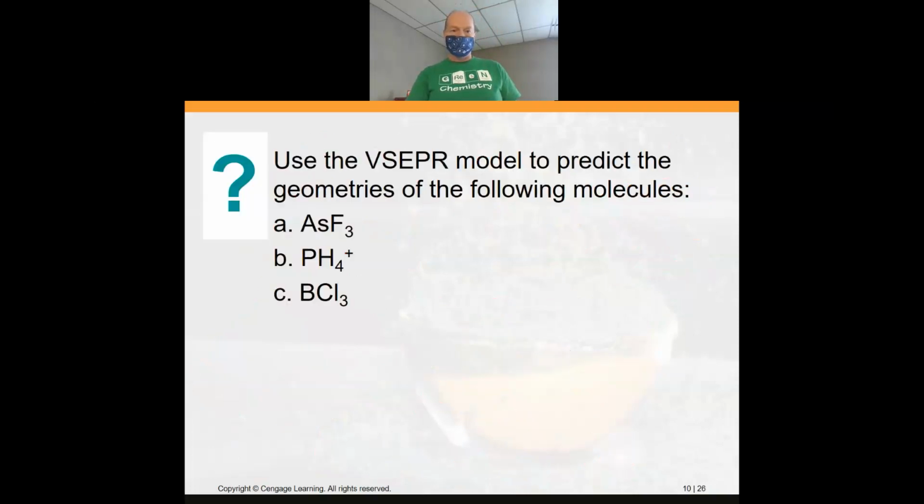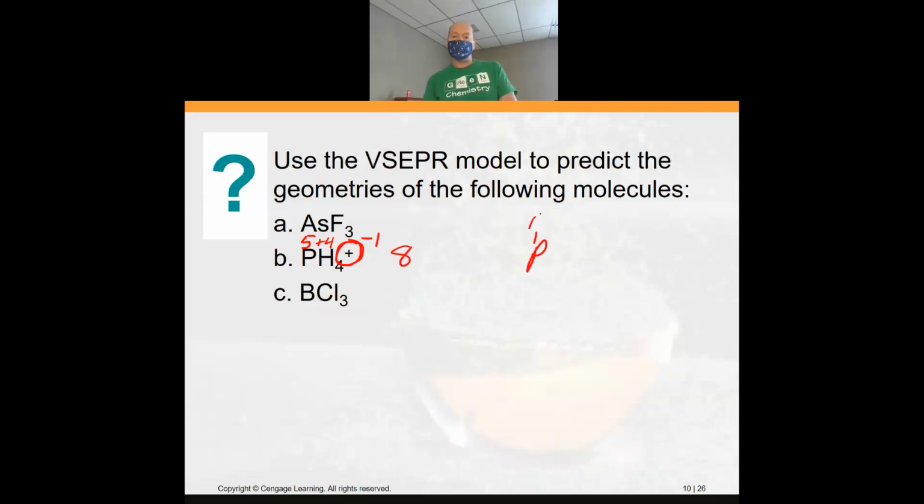All right, now we're going to do PH4+. So now when you have a charge, remember, if you have a plus charge, you lose an electron. If you have a negative charge, you gain an electron. All right, and so when you do the P, which is in group 5, and then H, which each has 1, so plus 4, you have to know that when you have a plus charge, you have to subtract 1 electron. So 9 minus 1. Here you have 8 valence electrons.